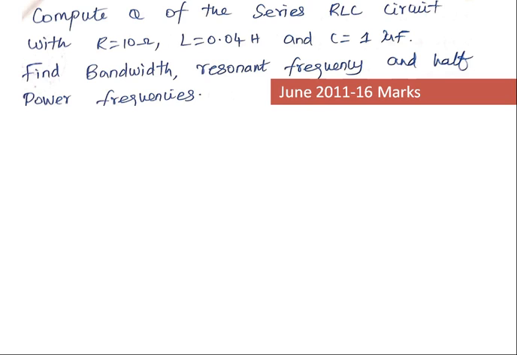So first we have to determine the Q factor. What is the formula to calculate Q factor? Q factor is equal to 1 by R root of L by C, which is equal to 1 divided by 10 into root of 0.04 divided by 1 into 10 power minus 6 Farad. Okay, so which is equal to 1 by 10.